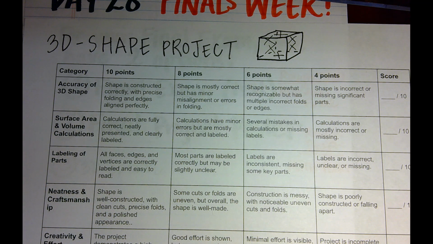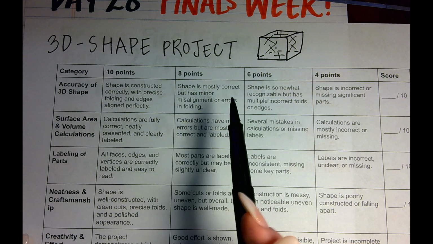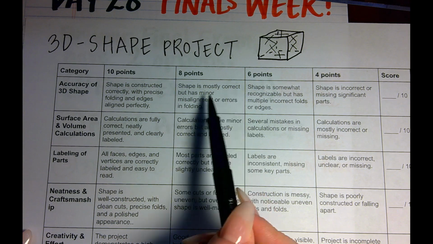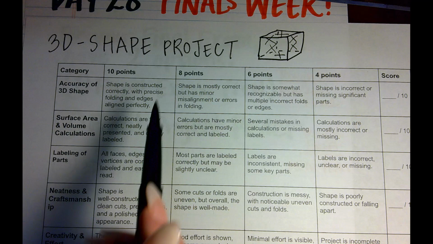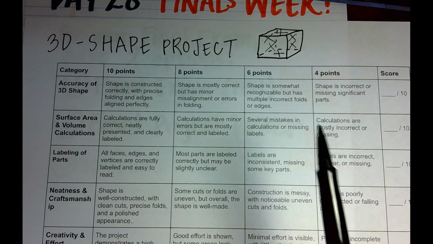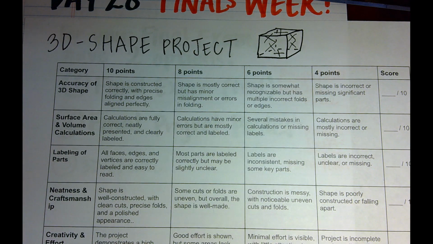I want it to look really good, okay? If your shape is mostly correct, but it's got some minor misalignment or errors in folding, 8 points is still fine. That's a B, it's good. But I want you to be a perfectionist when you do this, guys, because this is mathematical. I'm letting you do an art project instead of a test, so we want to be good at it. We want to be precise, okay?